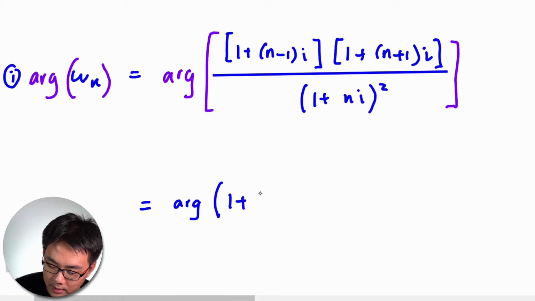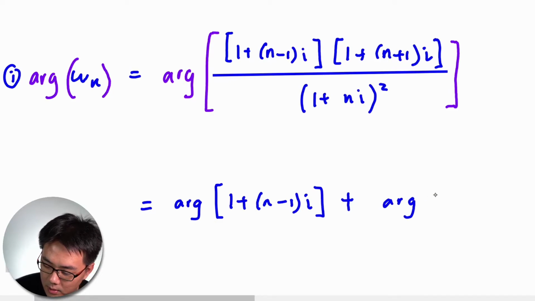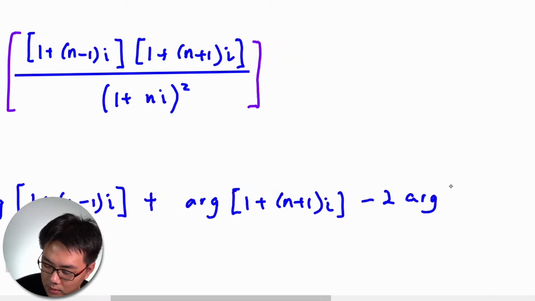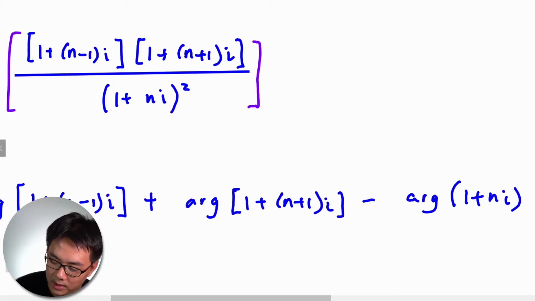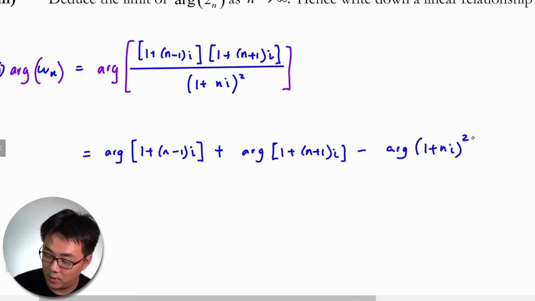of 1 plus n minus 1i. Let me write this down properly. Maybe I should use this bracket. So plus argument of 1 plus n plus 1i minus 2 argument of 1 plus ni. Minus 2 because of the square. So this square could be brought down exactly like a logarithm. So that's why it's just 2.